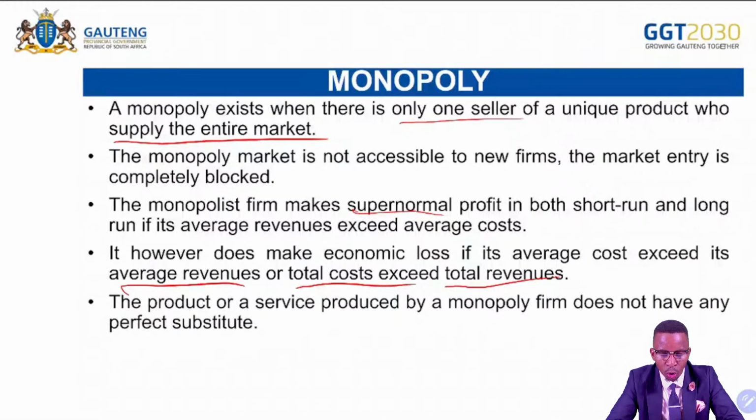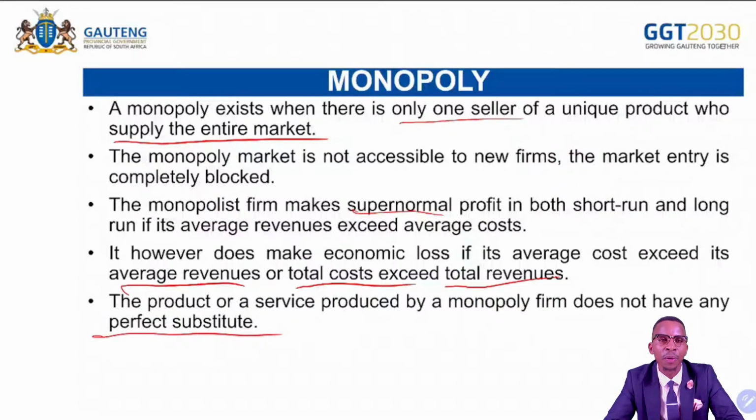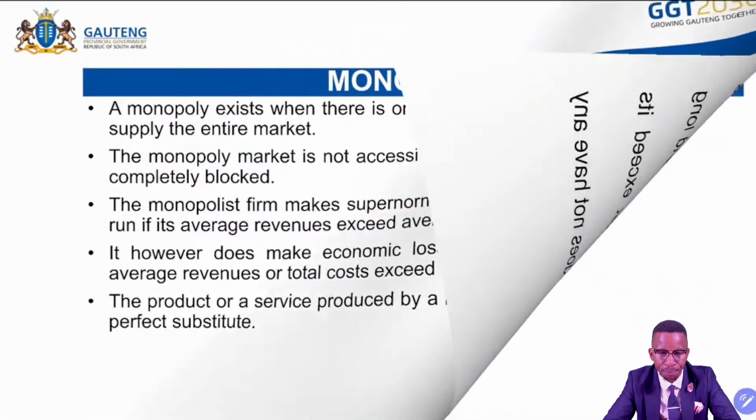The product or service produced by a monopoly firm does not have a perfect substitute. It is difficult to substitute the product produced by the monopoly because we regard it as a unique or heterogeneous product. It is not easy to replace because there are no easy or perfect alternatives available for us to substitute those goods and services.